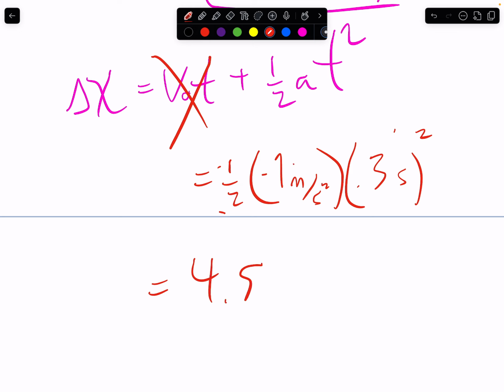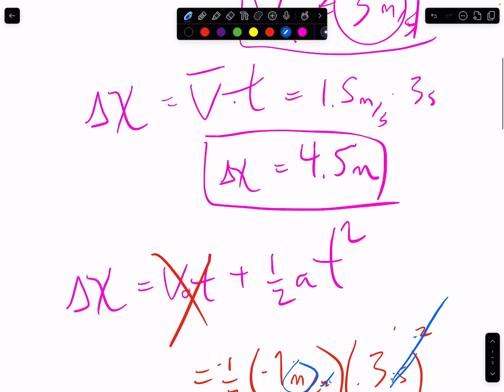And a meter over second squared times seconds squared, all those seconds cancel out. I'm left with the meters. So 4.5 meters.